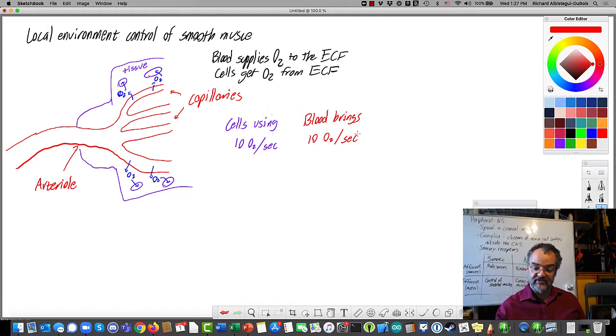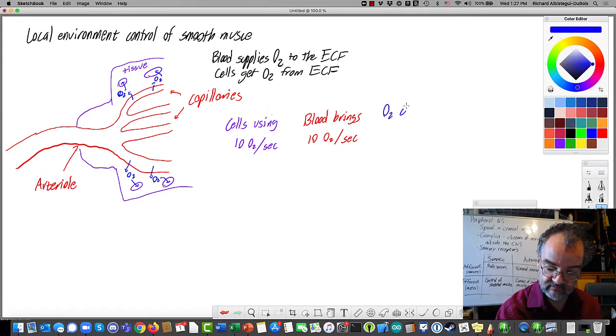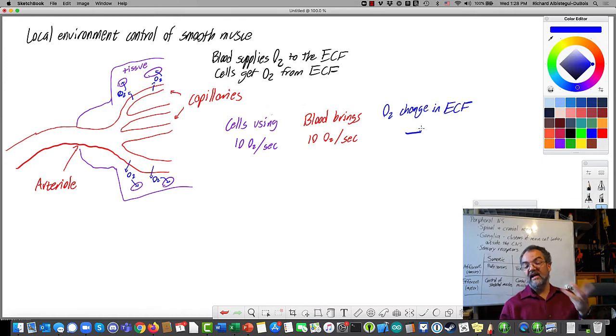And what that tells us is the change in the ECF. If we're supplying oxygen to the ECF just as fast as the cells are using it, then the amount of oxygen in the ECF isn't going to change. We're not bringing more than they need, and we're not taking away more than we're bringing.